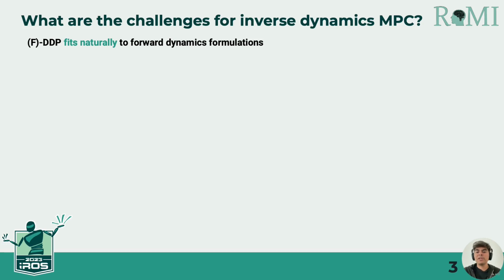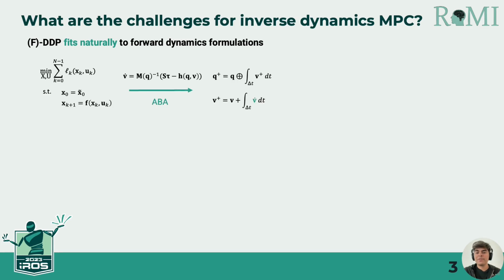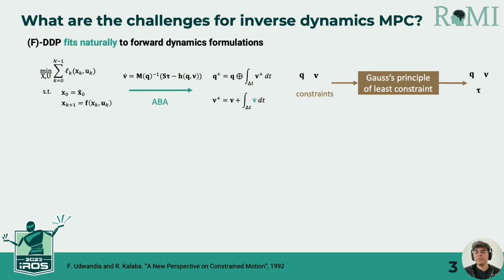However, there are important challenges that prohibit us from developing inverse dynamic MPC. First, forward dynamic formulation fits naturally to traditional approaches for optimal control, such as DDP or FDDP. This is because we can easily embed the dynamics inside the integrator, avoiding handling equality constraint and reducing the number of decision variables when applying Gauss' principle of least constraint.